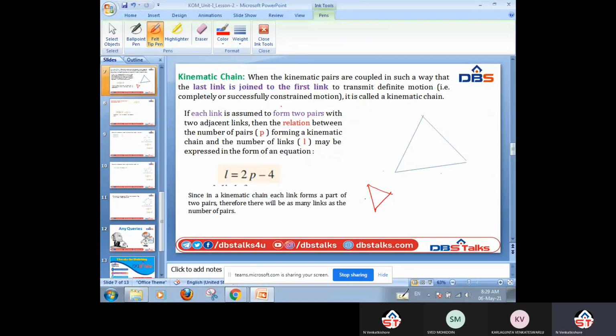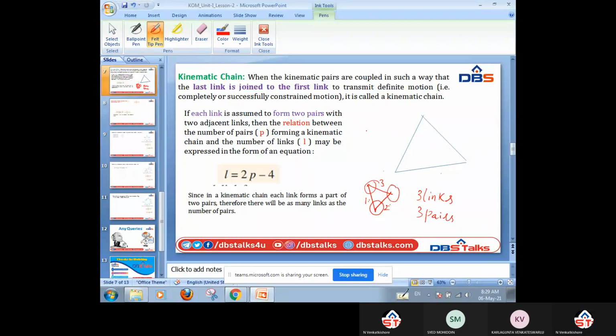See here, this is link 1 and link 2 are connected, and at the same time you see the link 3. Link 1 and link 3, it is one more pair, and link 1 and link 2 is one more pair, and link 2 and link 3 is one more pair. So here there are three links. How many pairs? Three pairs. Let us consider the diagram. So this is called as a chain.